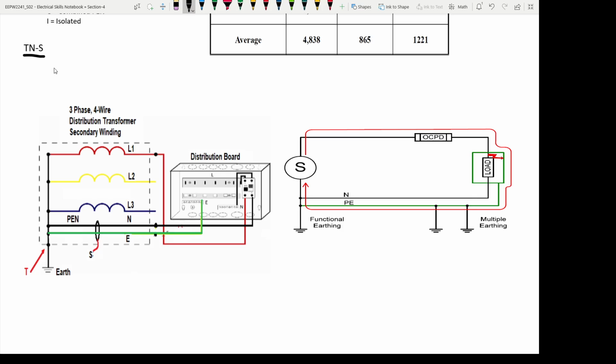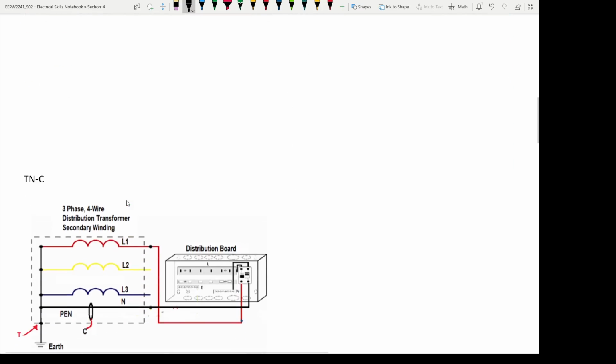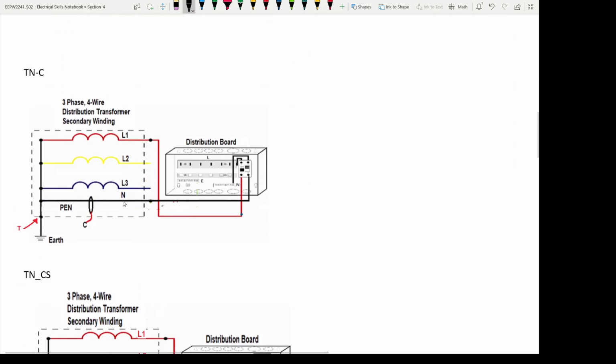TNS means earth and neutral have separate conductors from the supplier to the consumer. Okay, so this is how it is being connected. Let us discuss more details about it a little later. Let us see the other earthing methods as well. So, we will see TNC.